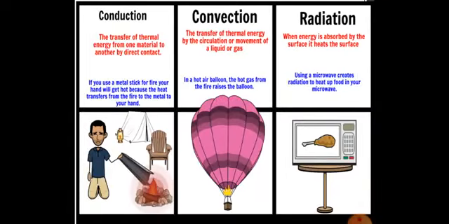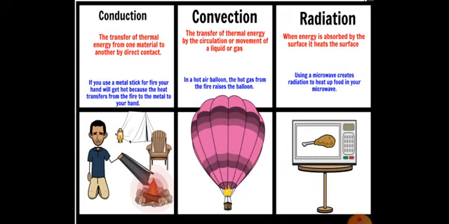Now the difference between conduction, convection and radiation. Number one is conduction, the transfer of thermal energy from one material to another by direct contact. If you use metal sticks for the fire, your hand will get hot because the heat transfers from the fire to the metal, then to your hands.